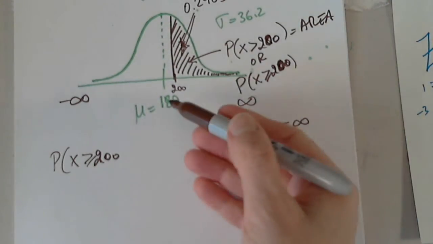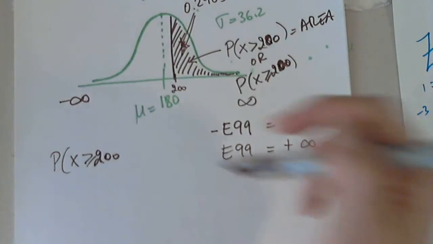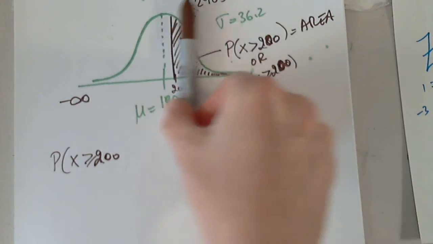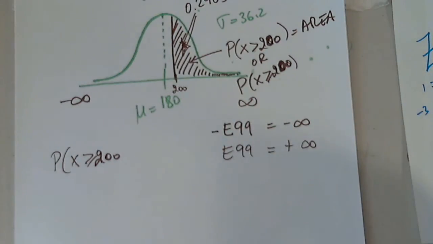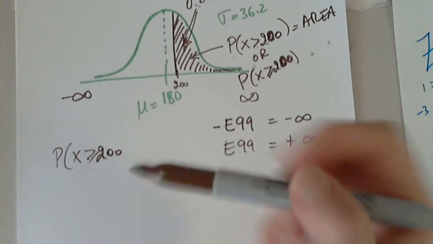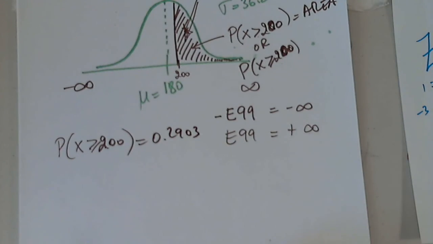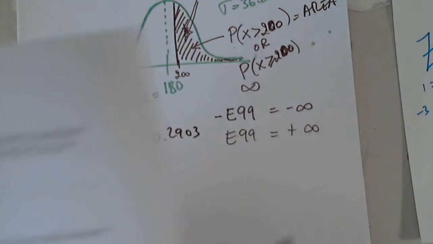Well, I know the area greater than 180 is 0.5. I don't have to calculate that. That's very clear. So if I want the area to the right of 180, I get 0.5. I want the area to the right of 200. So that's why I have 0.2903, and I'll show you in StatCrunch how to do this in a minute. Okay.